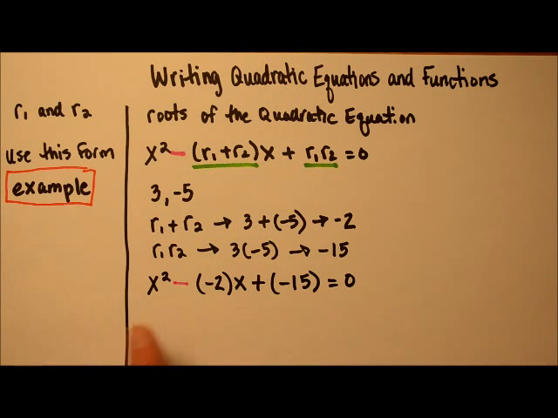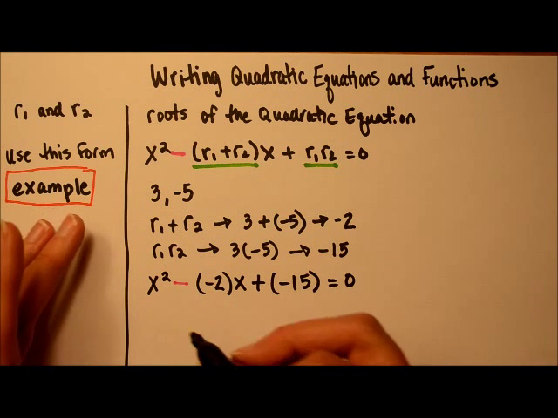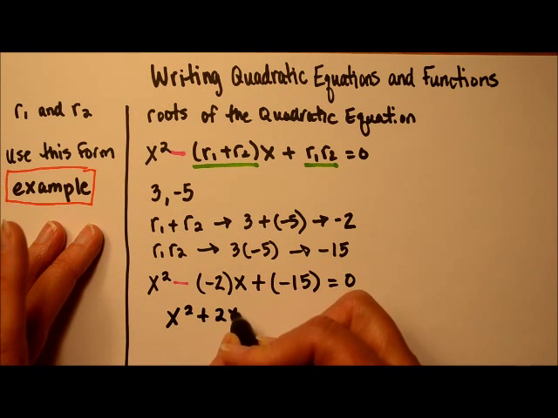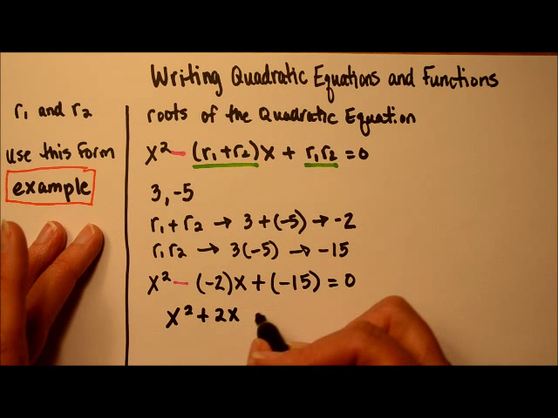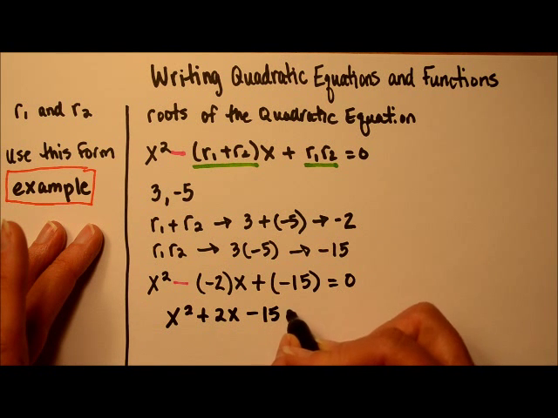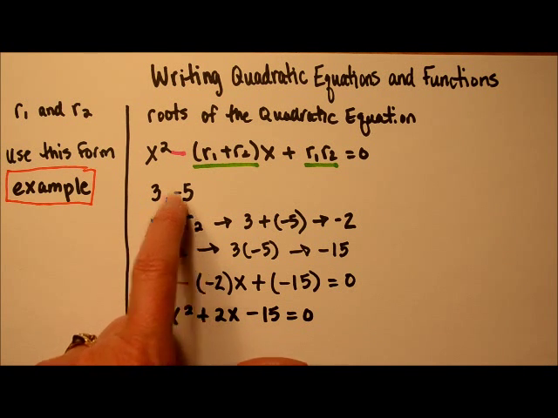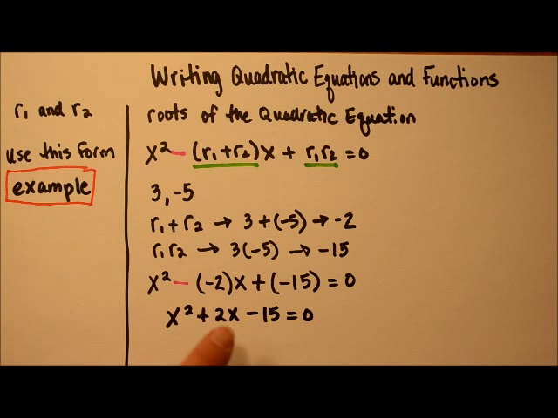Well, that's not how you would write it. You've got to take care of these signs. I have a negative and a negative, which gives me a positive. So x squared plus 2x, and a positive and a negative gives me -15 equals 0. And there's the quadratic equation that has these roots. So I found these roots and put them in.